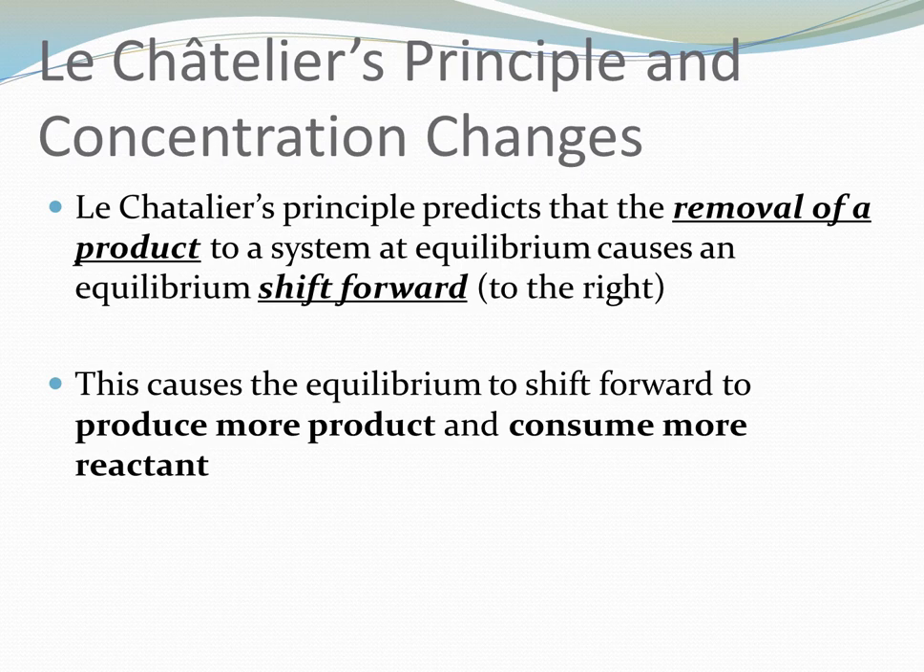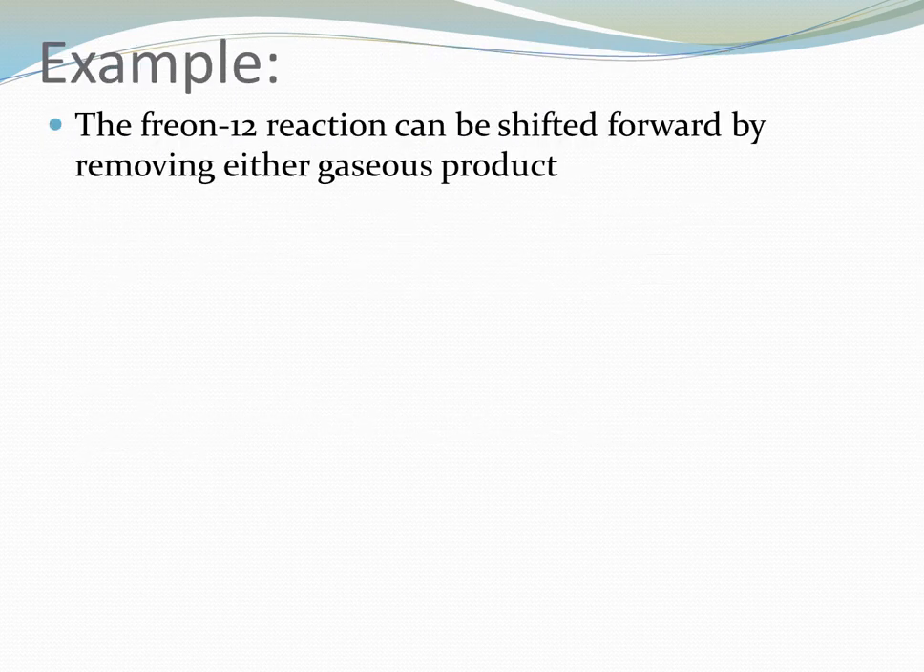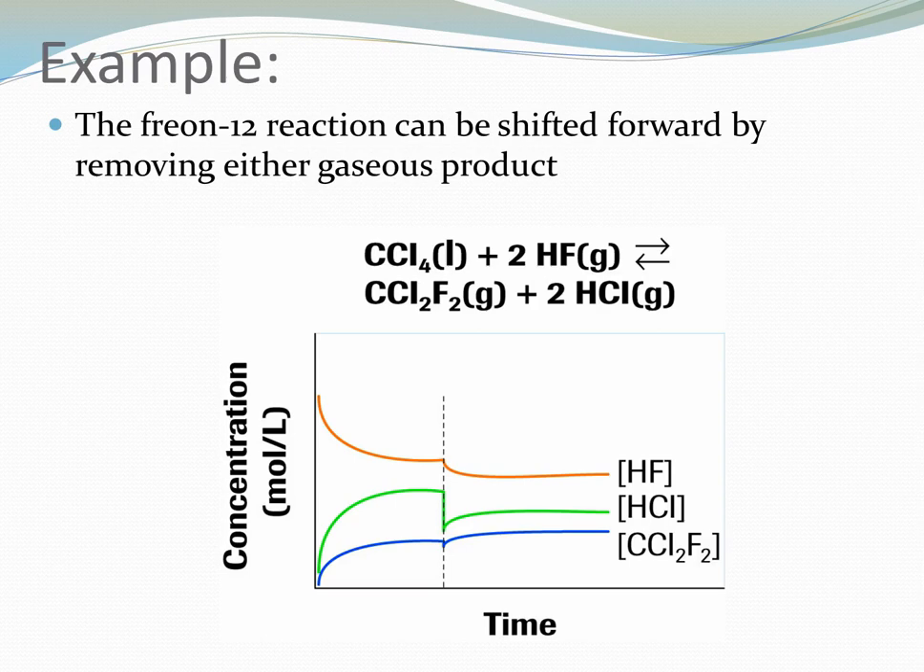According to Le Chatelier's principle, when product is removed, equilibrium will shift to the right. This is a result of the system making an effort to recover the loss of product. In doing so, more of the reactant is used up. If we want to move equilibrium to the right, either of the gaseous products could be removed.